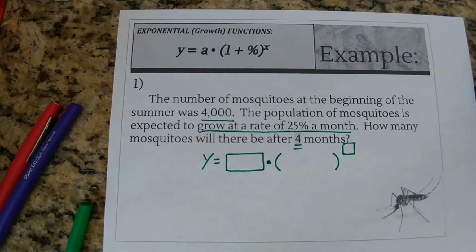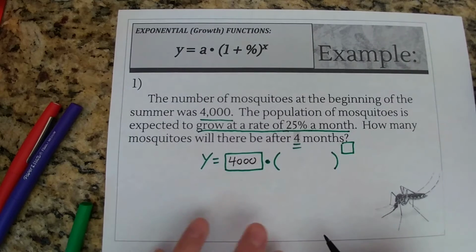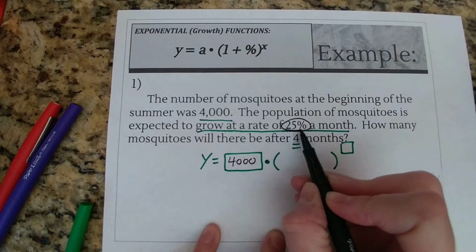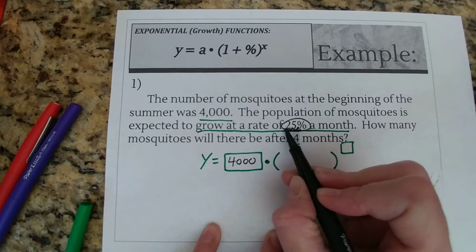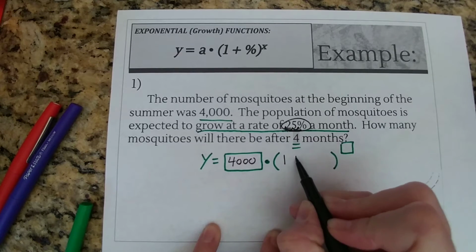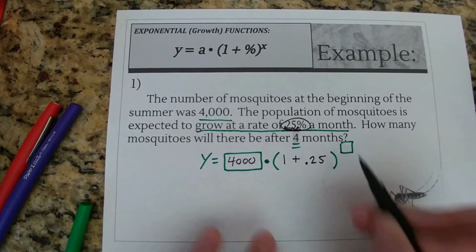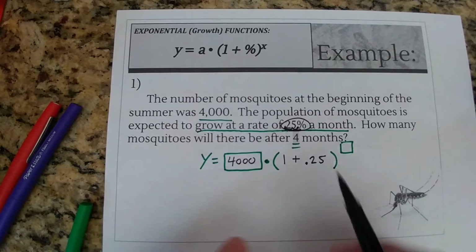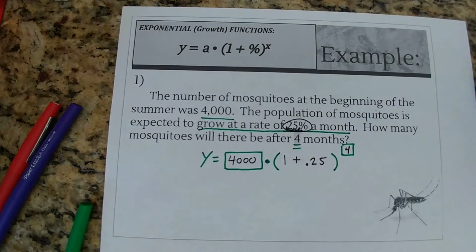So let's put in what we know. We do know that the start of the summer was 4,000. And we're growing at a rate of 25%. When you put that in here, it needs to be written as a decimal. So decimal here, back it up, 0.25. So 1 plus 0.25. And then the time periods. Looks like we're wanting this to grow for 4 months. We want it to grow 4 times. So 4 is our exponent.